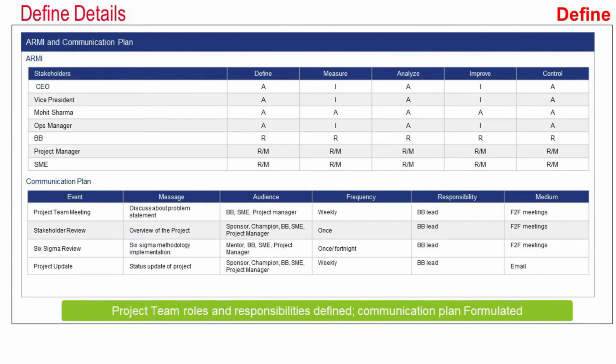ARMI chart and communication plan has also been defined. ARMI stands for approver, resource, member and informed. So the stakeholders who will approve the project, in which phase they will be informed, and who all are the members of the project which will help in data collection, brainstorming and all, and who all are the resources. So resources are the subject matter experts like the information technology guy, IT guy or any other subject matter expert of the process.